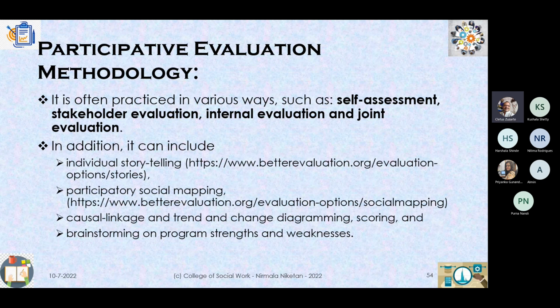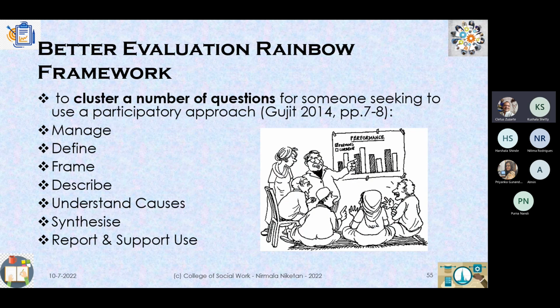Another way in which you could do it is participatory social mapping. As I was just telling you, one is the Venn diagram. You could also map their current resources, their access to resources, causal linkages, and trend and change diagrams. You could look at scoring and brainstorming on the program's strengths and weaknesses. A SWOT analysis is a very simple thing. I put it last, but a SWOT analysis is also very telling when you're looking at certain projects or interventions. You sit down with a group and do a SWOT analysis and ask what the strengths and weaknesses of the project are.